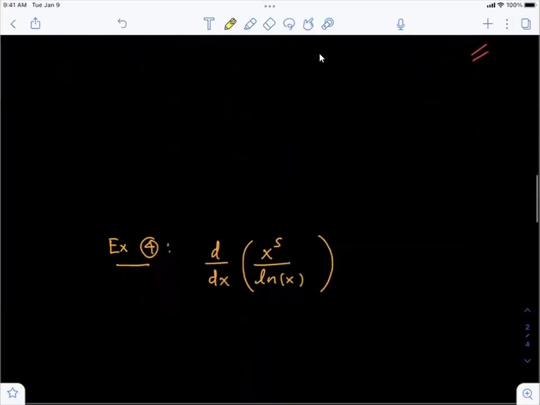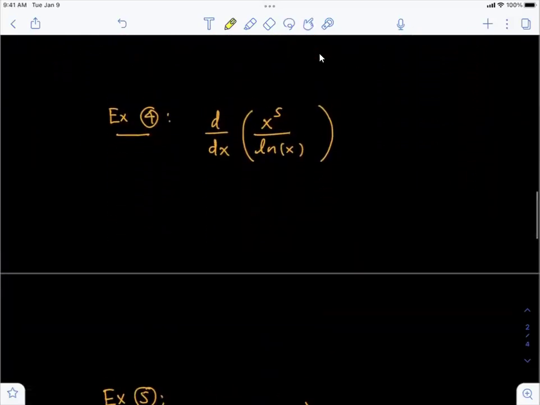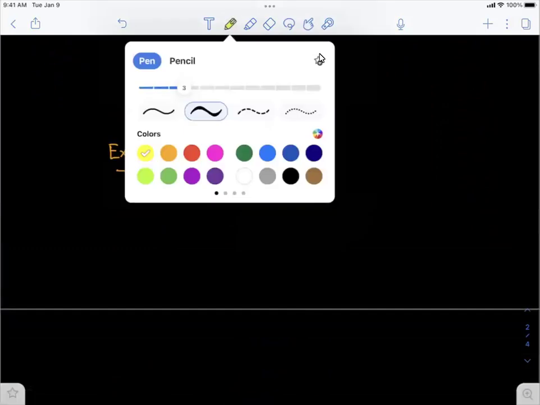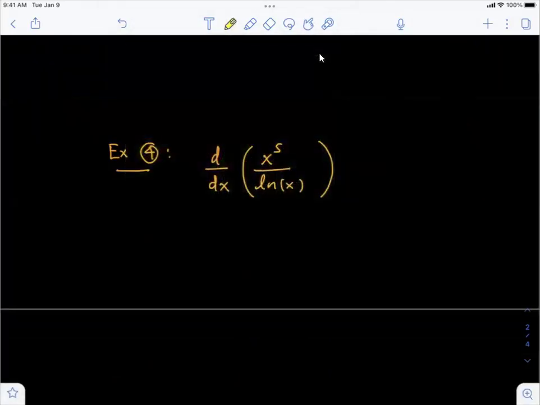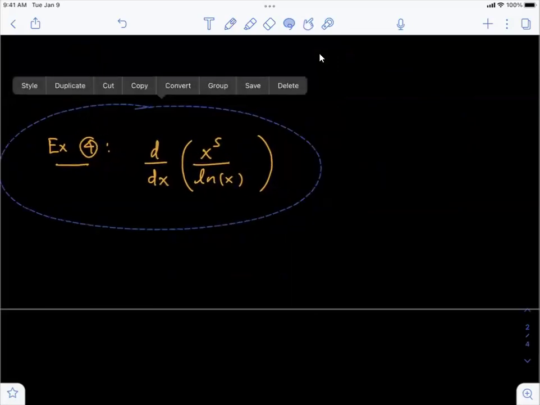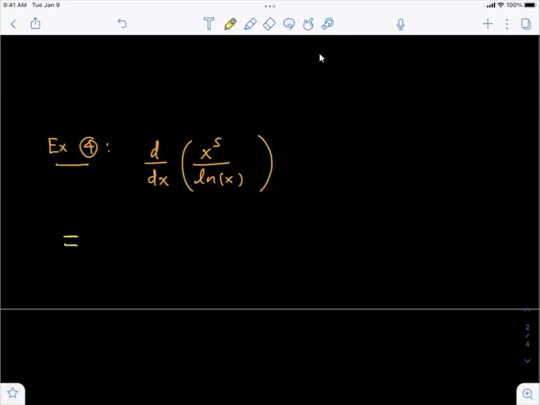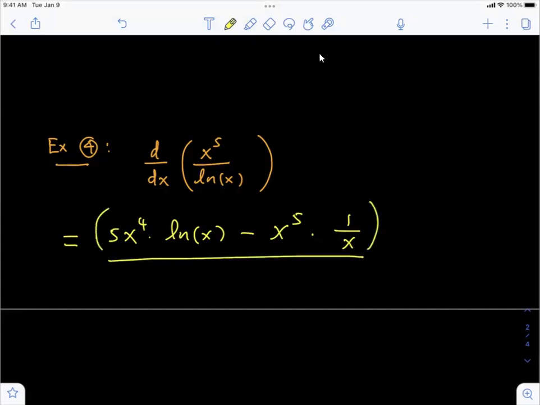So let's proceed to another example where you have yet another simple problem, right? A direct quotient rule. The derivative of the top, 5x to the fourth times ln of x minus, and then this times x to the 5 times the derivative of ln of x, which is the bottom function, that's going to be 1 over x. The whole thing is sitting at the top of the square of ln of x.